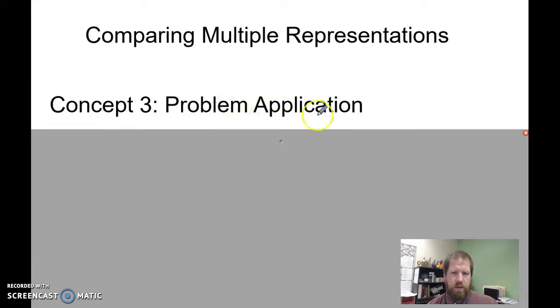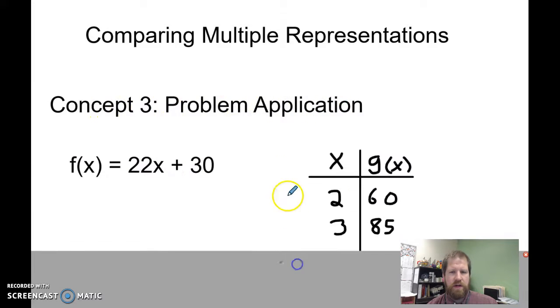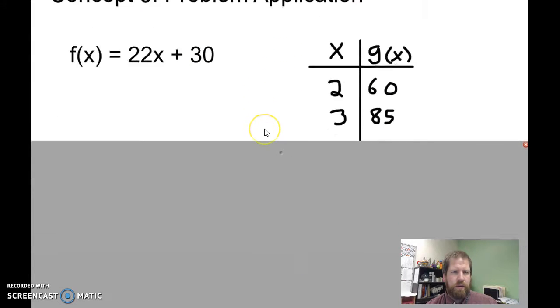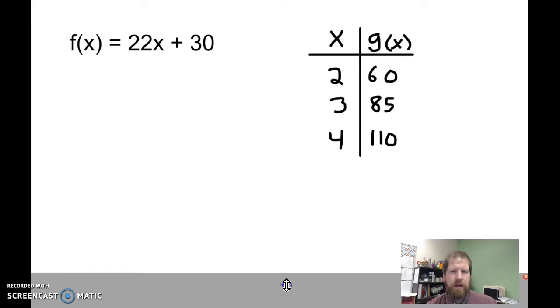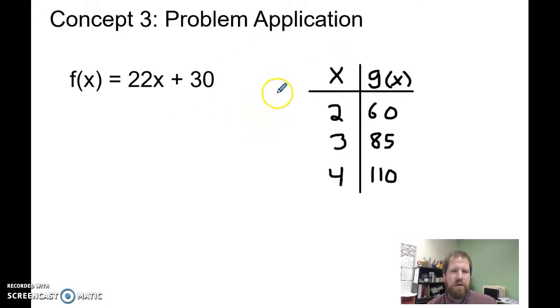Concept 3, problem applications. Now we're looking at some of those longer problems, those word problems, and we're still comparing. We're still comparing different representations, but now we're looking for a little more in-depth comparison.